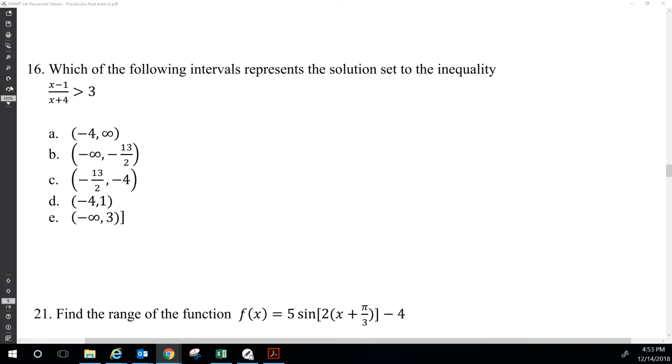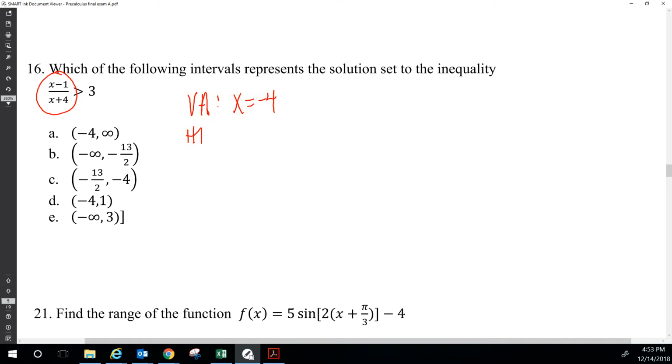Alright, so we want to figure out which of the following intervals represents the solution set to the inequality, and we got this rational function is greater than 3. And I'm going to do this by graphing. So first I'm going to think about how do I graph this guy here. So I know for this guy here I've got a vertical asymptote at x equals -4.